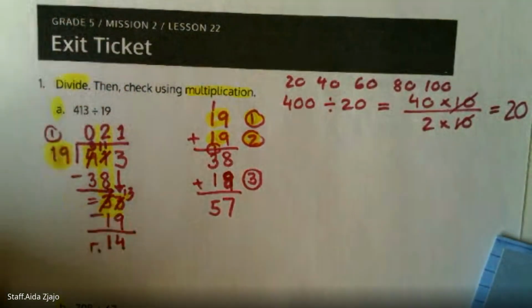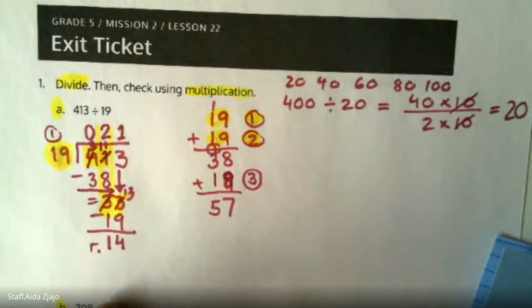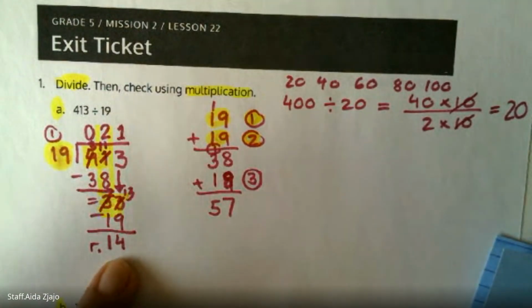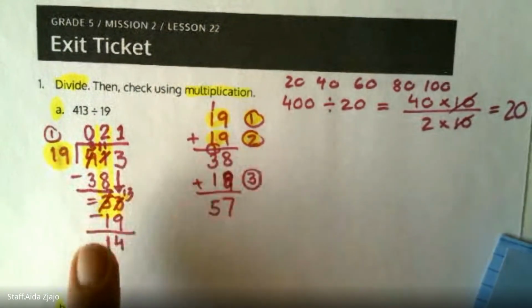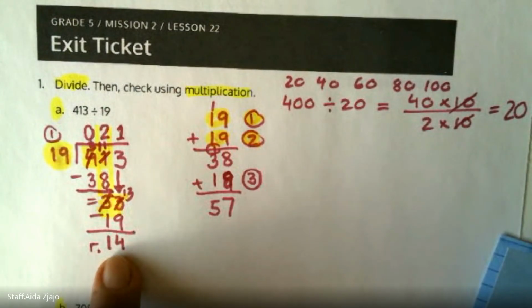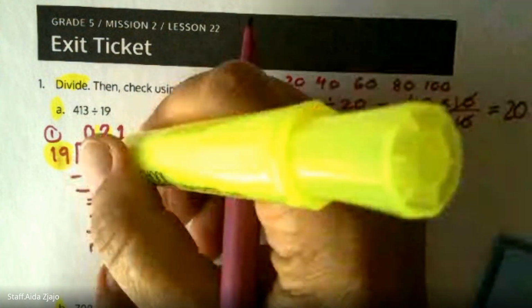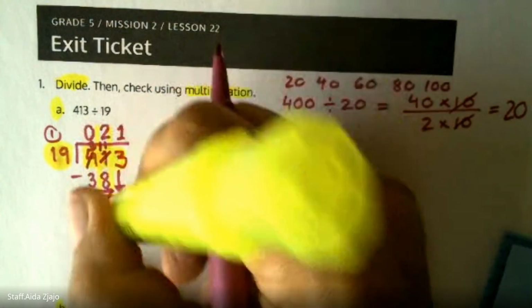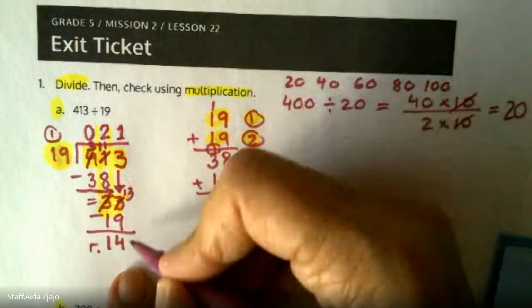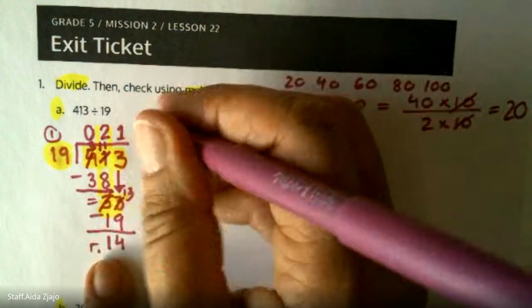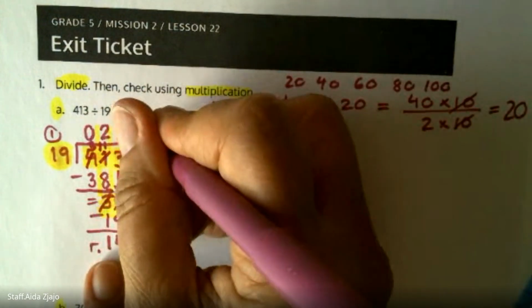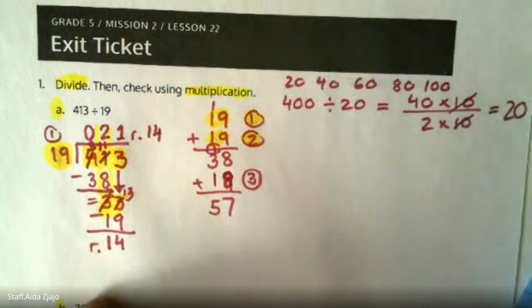So the answer is 21 and a remainder of 14, because our group is 19. You couldn't make a new group if you have a leftover of 14, and you are done with all the digits, so you have no other number to bring down. So now you have a remainder. So the answer is 21, remainder of 14.